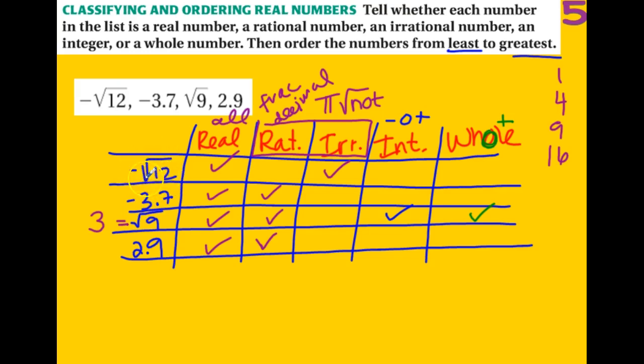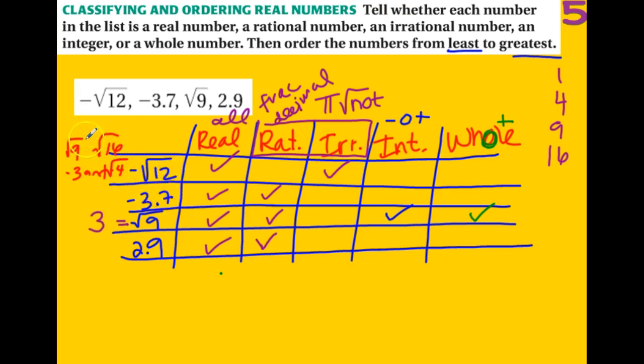We don't know what the square root of 12 is, but I know it's between the square root of 9 and the square root of 16. The square root of 9 is really just 3. Remember these are negative, so negative 3 and negative 4, because the square root of 16 is 4.